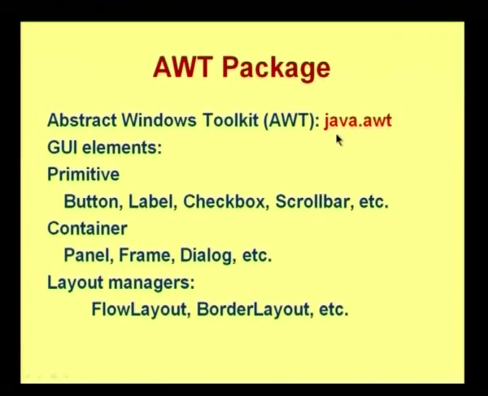All the facilities, all the classes and interfaces needed for this are available in the AWT package. The package is given by java.awt, and the GUI primitive elements are button, label, checkbox and scroll bar. Whereas the container, as I told you, can be placed with a number of components. So, I can have a panel, a frame, a dialog, etc. One particular frame could be loaded with various panels.